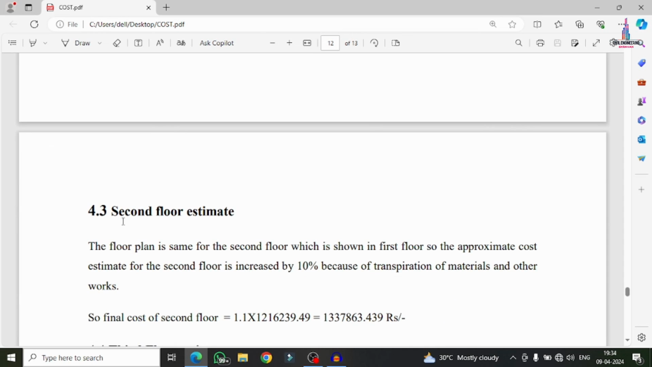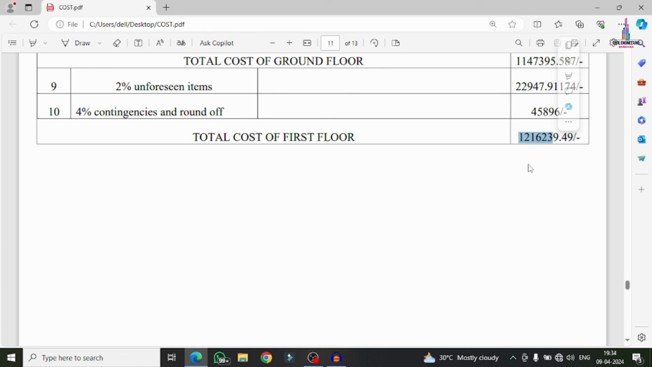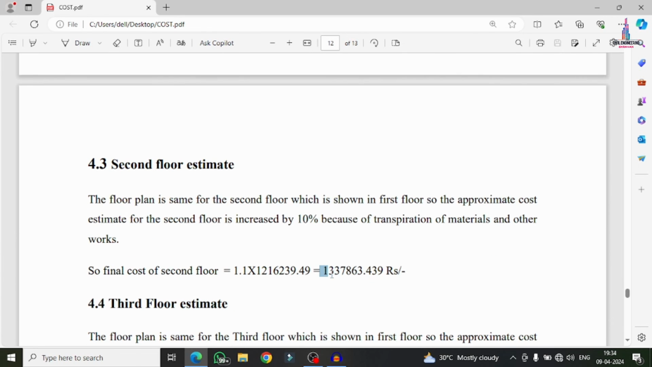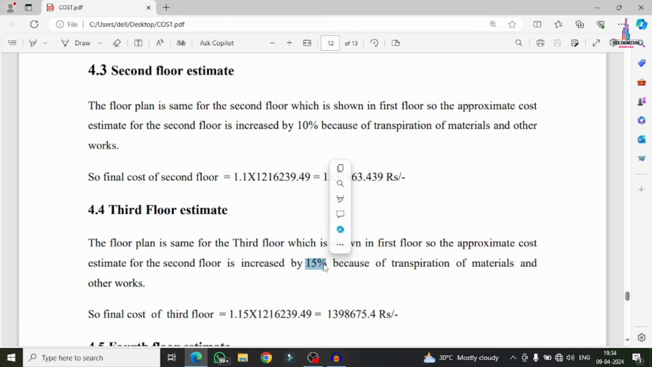For the second floor section, no need for a separate calculation, but we have to add an extra 10% for material transportation as well as other purposes. So that's why I have taken 1.1 as the factor, and we have to multiply this with the first floor cost, which is approximately 12,16,000 rupees here, so that we get the value of 13 lakh something here. For the third floor section, we have to consider 15% extra.